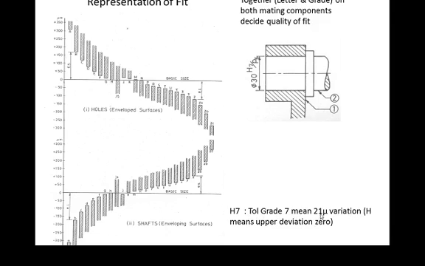Now what is this H7? Where is the H? H is available in the chart. Here is the H available. Let us see this tolerance, 0.021 or 21 microns, which is the tolerance zone. Then the next one is grade 6, that is p6, having a tolerance of 13 microns. For the 13 microns, this is the tolerance zone, and 22 microns is the upper deviation.